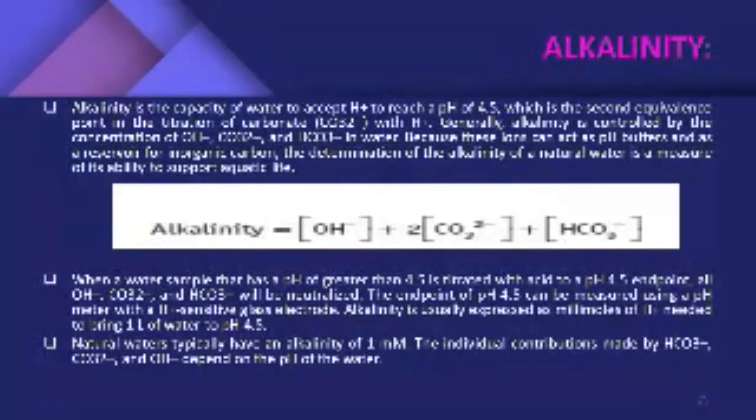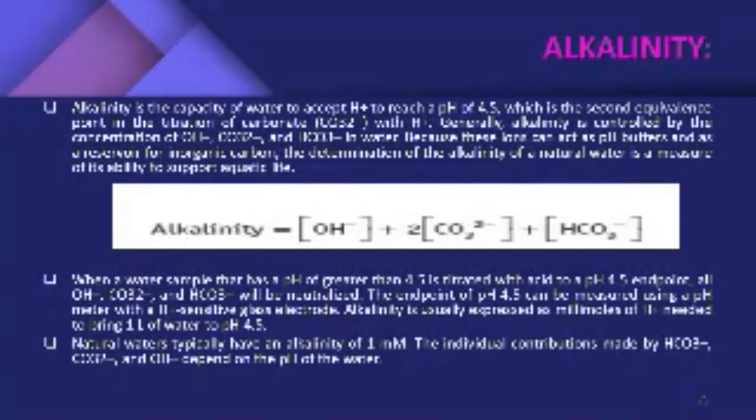So the next property is alkalinity. Alkalinity is the capacity of water to accept hydrogen ions to reach a pH of 4.5, which is the second equivalence point in titration of carbonate with hydrogen ions. Generally, alkalinity is controlled by the concentration of hydroxyl ions, carbonate ions, and bicarbonate ions in water. Because these ions can act as pH buffers and as a reservoir for inorganic carbon, the determination of alkalinity of natural water is a measure of its ability to support aquatic life.